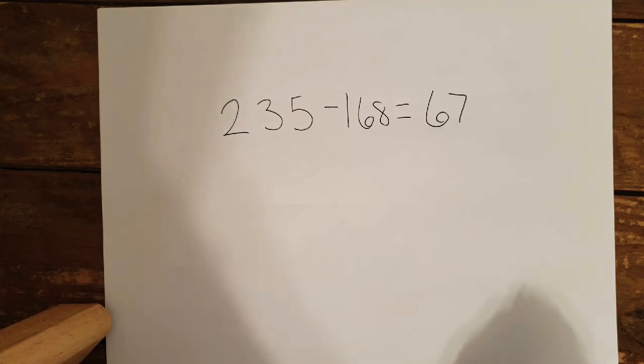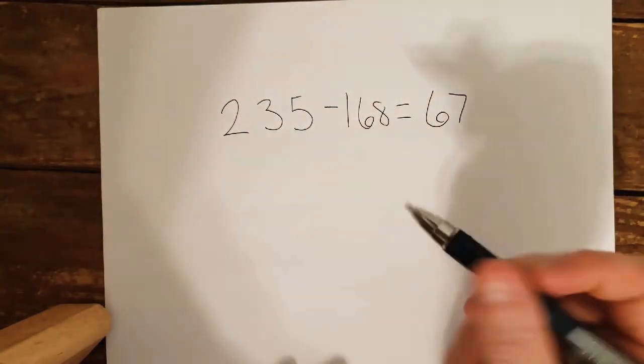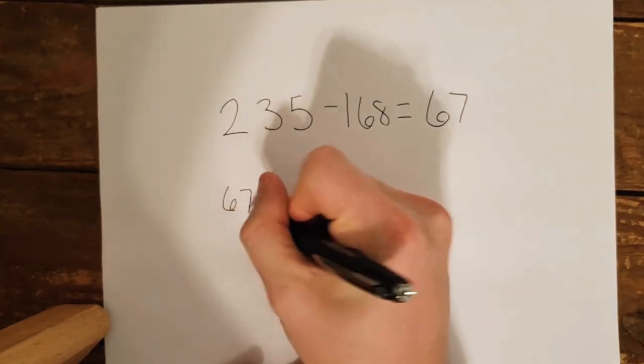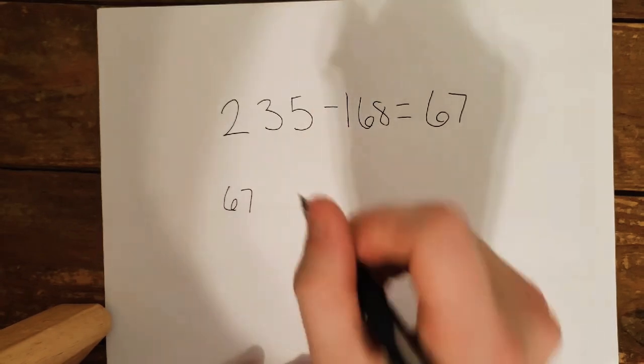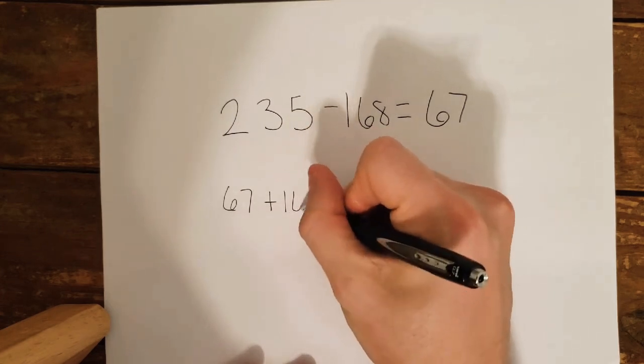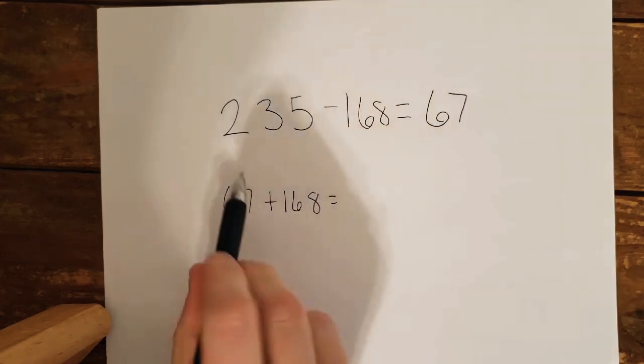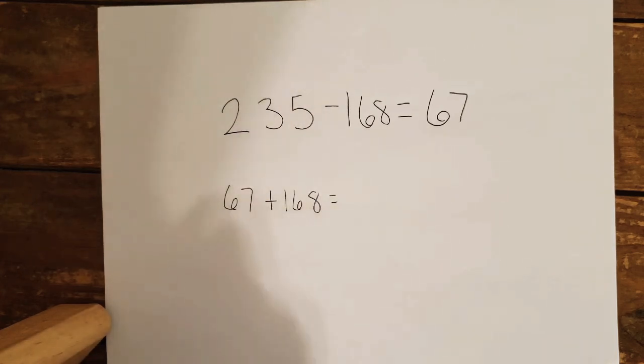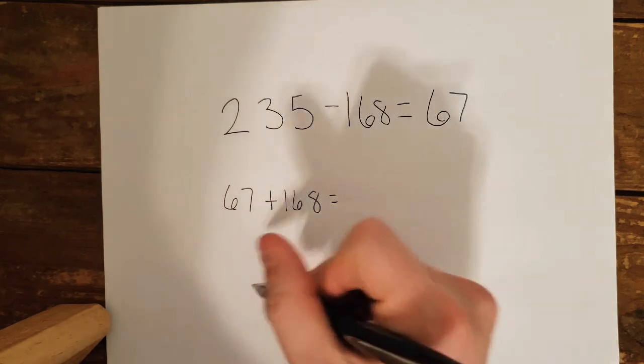Now we're going to check with addition. When we subtract, we check with addition. We can check with the opposite operation. All we do is go in reverse order. So we're going to rewrite 67, and now instead of subtraction we're going to write plus 168 equals, and we're going to see if that equals 235. If it does, then we got the correct answer on the first sheet. If you need some help with addition, you can review my other video. I'm going to do this one pretty quickly just because we have already done it.